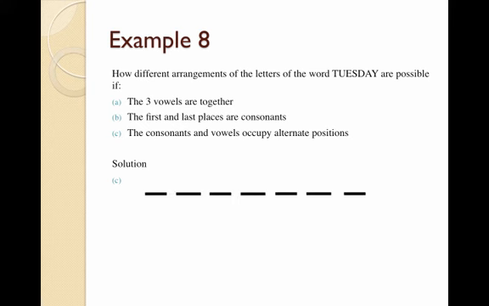For part C, the consonants and vowels occupy alternate positions. There are 7 positions in total. We have 4 consonants and 3 vowels. This means that the consonants have to go first. There are 4 different possible choices for the first consonant, followed by 3 for the second, 2 for the third, and 1 for the last consonant. As for the vowels, there are only 3 vowels, which means that there are 3 times 2 times 1, or 3 factorial, different ways of arranging them. Multiplying this out, we get 4 factorial times 3 factorial, which gives us an answer of 144 different arrangements with the consonants and vowels in alternate positions.